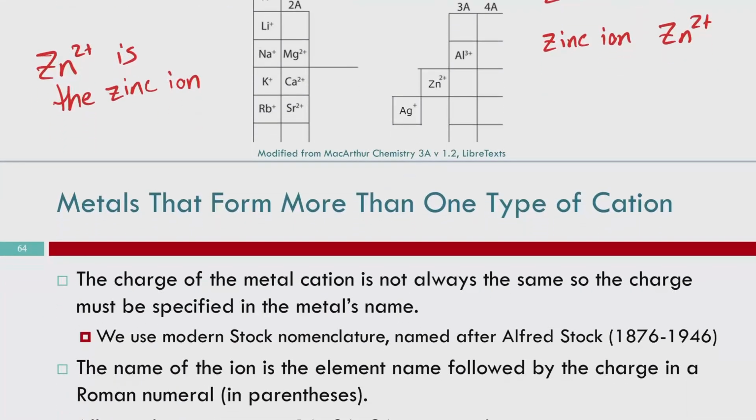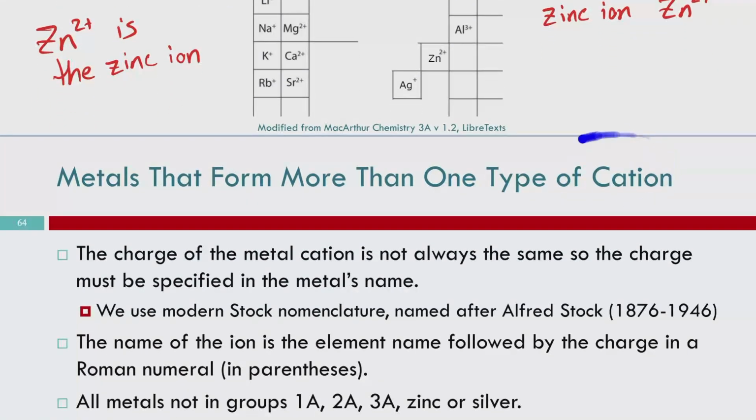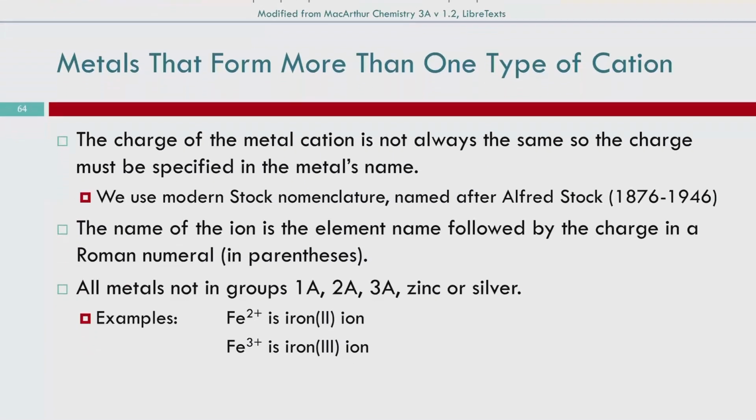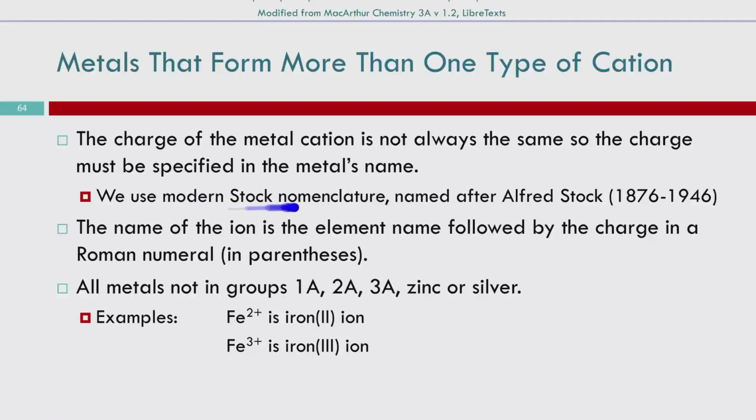We also have the metals that can form more than one type of cation, more than one possible positive charge option. For these, we typically use modern Stock notation, which is named after Alfred Stock. Thank you, Alfred Stock, for reasons that we'll see very shortly. So the Stock nomenclature is the name of the ion, the element name, followed by the charge in Roman numerals in parentheses. This is going to be all metals that are not in the previous list, the previous slide.